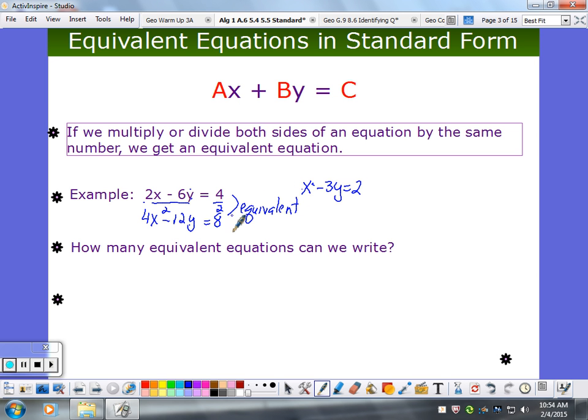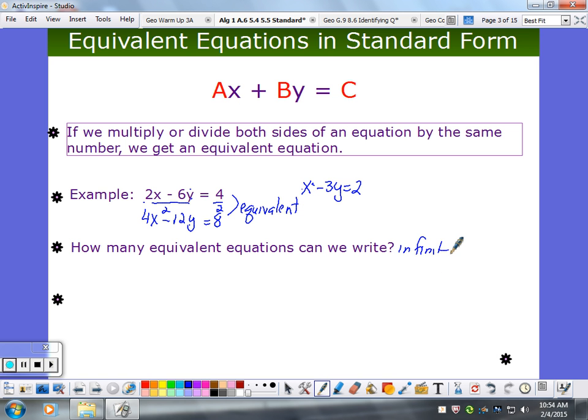If you graph this, it's the same line. Does that make sense? Because some people struggle with that. Does that make sense? Yes. Okay. How many of these equivalent equations can I write? An infinite number of them.